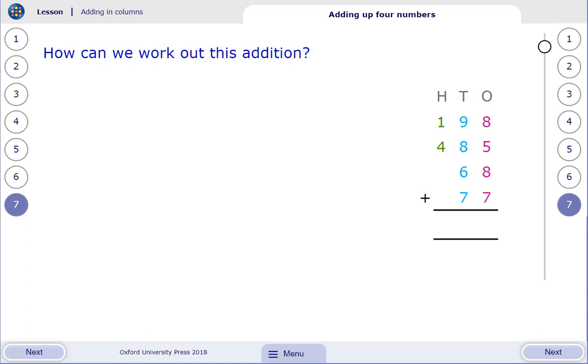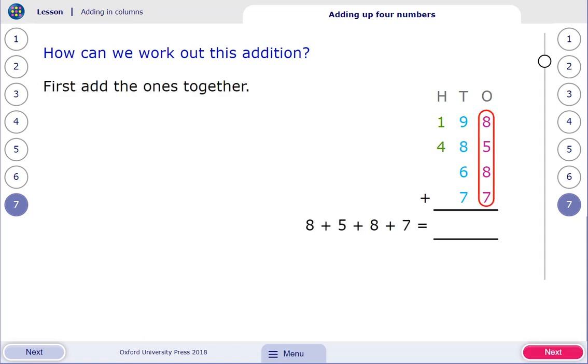What's different about this question? Yes, that's right. We've got more than two numbers to add together. So we have to have a different strategy, but it still requires us to start adding the ones. So what can you spot there?